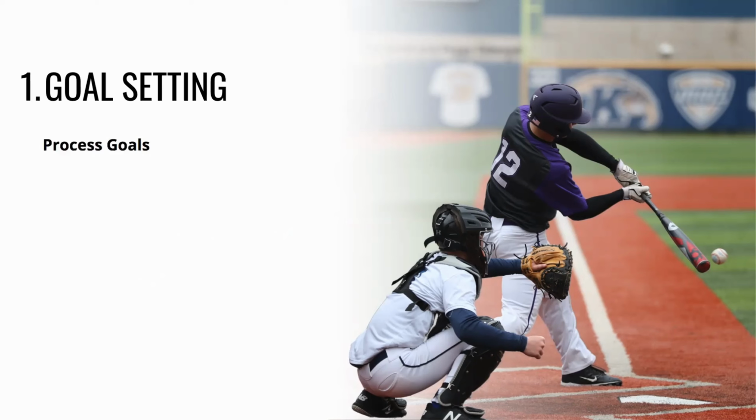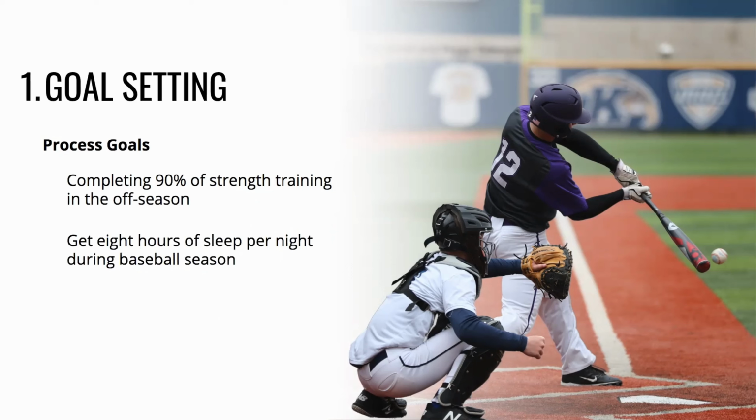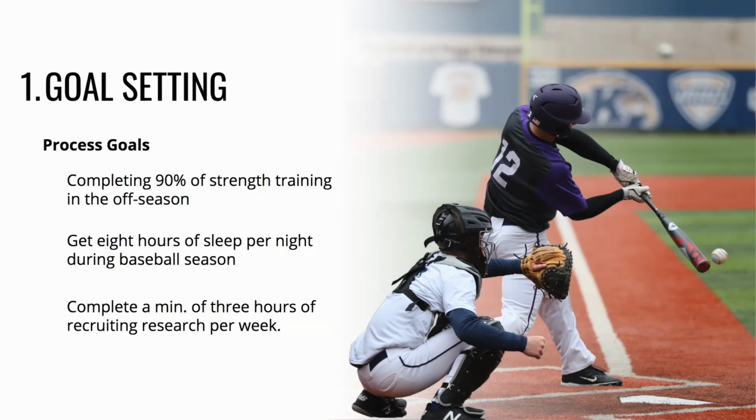When it comes to setting his process-oriented goals, you want to think about the relevant action items necessary to make progress towards his overall SMART goal. Again, for Miles, this could look like completing 90% of his strength training in the off-season, getting 8 hours of sleep per night during baseball season, and completing a minimum of 3 hours per week on recruiting research.